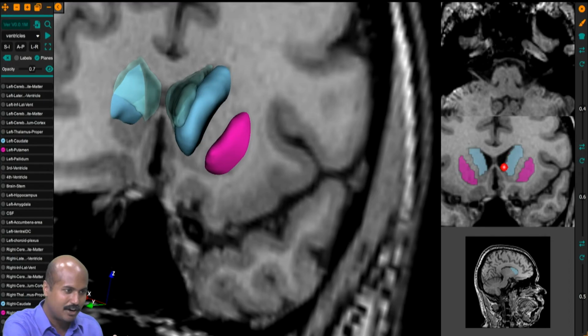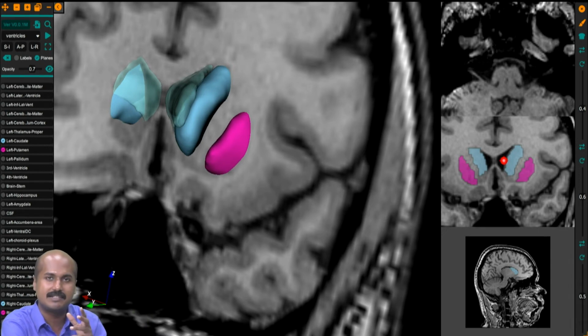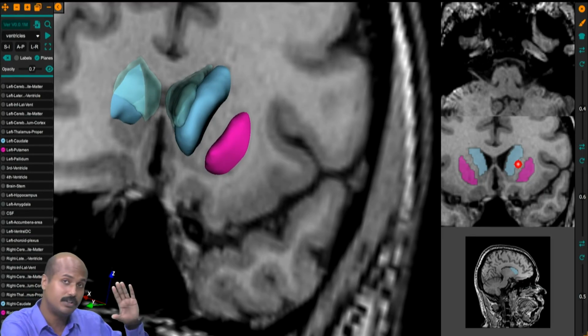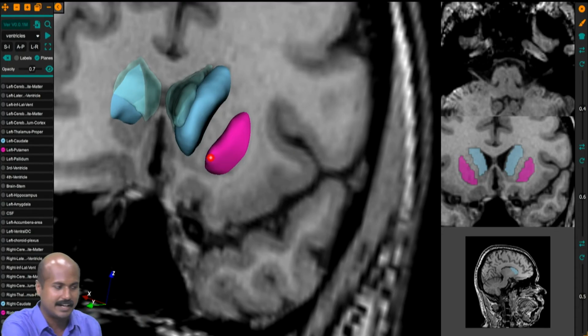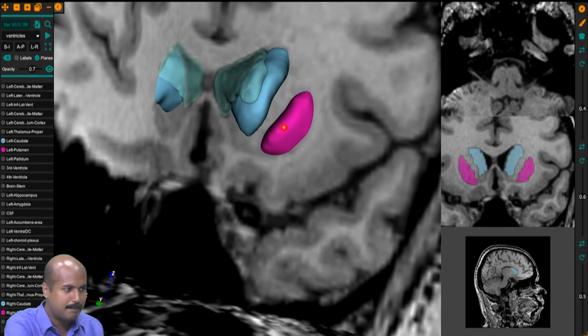Now that head of the caudate is creating an indentation on the anterior horn of the lateral ventricle. So the question usually asked is, what is the inferolateral relation of the anterior horn of the lateral ventricle? It is the head of the caudate. Now notice how the putamen is away from the caudate. It is not near the lateral ventricle. It is away from the lateral ventricle, and you can see a gap over here between the putamen and the caudate. That is where the internal capsule will descend down.